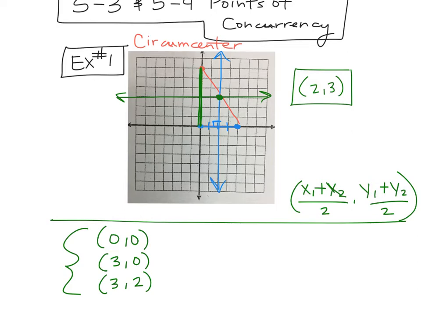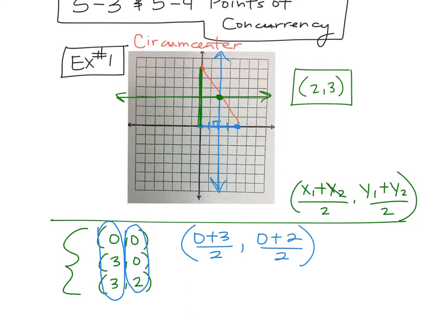What you'll notice here is your X values. How many different values do you have? 2 different ones, right? There's a 0 and there's a 3. Those are your x1 and your x2. Okay? So we're going to go 0 plus 3 divided by 2. Then look at your y values. How many different values do you have? 2, right? 0 and 2. That's your y values. 0 plus 2 divided by 2. So you can just plug it into the midpoint formula and it will get you your point.